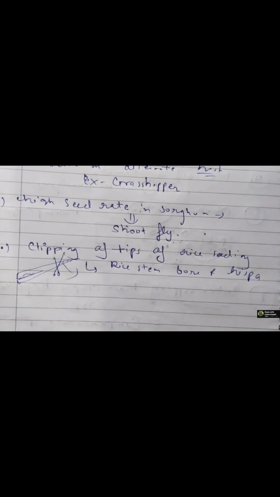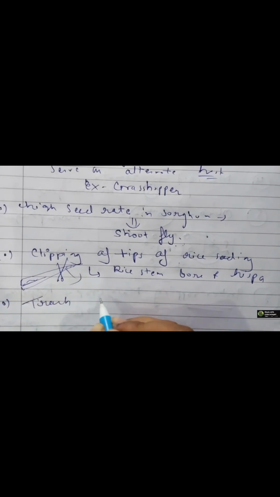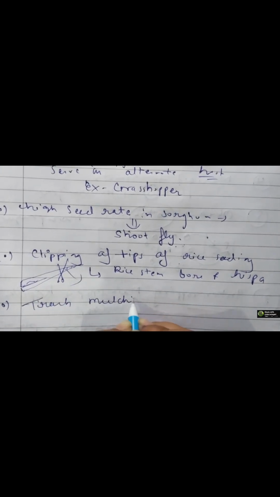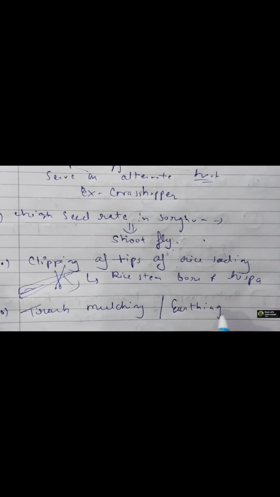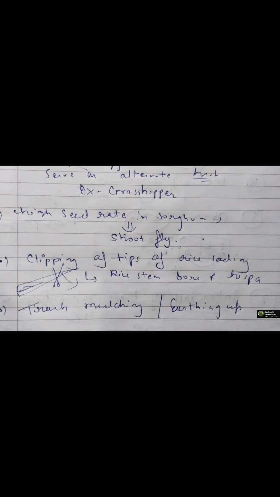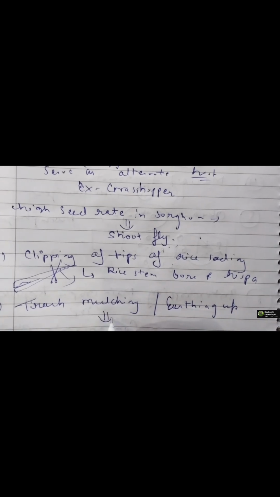Next is trash mulching or earthing up. Again, remember it, trash mulching or earthing up. This is again a very important practice. It avoids insect oviposition sites over the stem, so that we can avoid those particular positions. Mostly the foremost example comes from the sugarcane shoot borer.